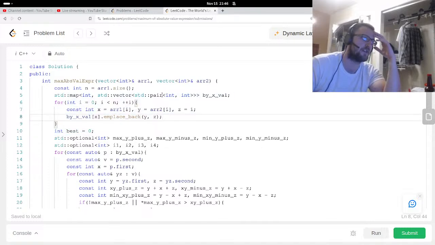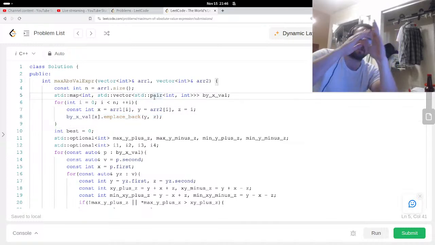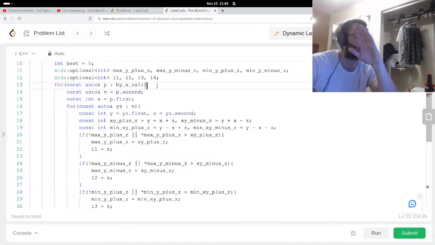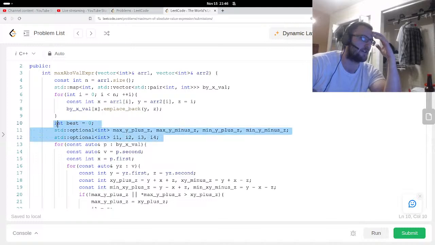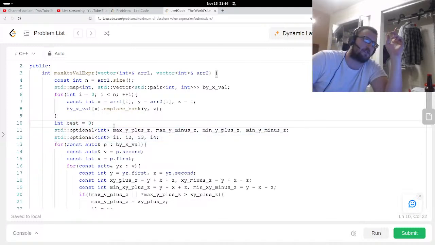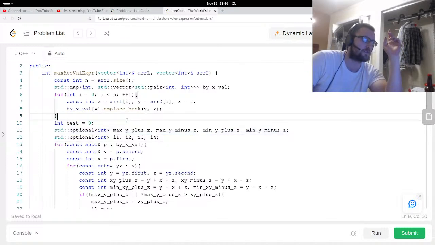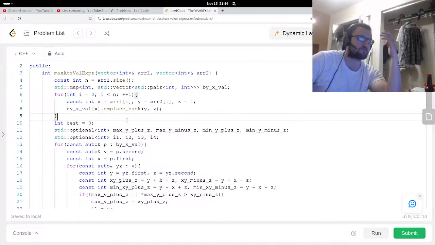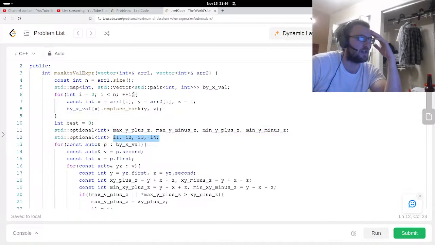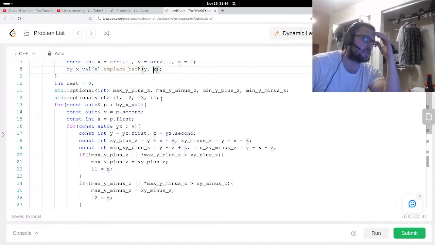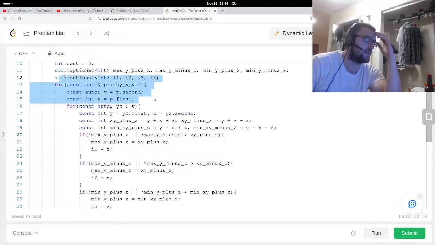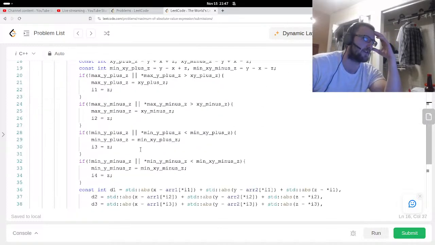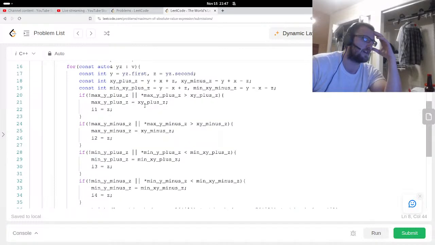So first I sort all the x and y and z values by the x value by creating a map and just mapping all those pairs onto each x coordinate. So now I'm moving left to right through the map. And then I just kept track of the best possible distance I saw so far, as well as those 4 variables I described: max y plus z, max y minus z, min y plus z, min y minus z. And then I just kept track of the indices, which is just the z value, at those particular points. And then I went sorted by x coordinate, and then I just went through each vector of y and z pairs, and I performed those calculations.